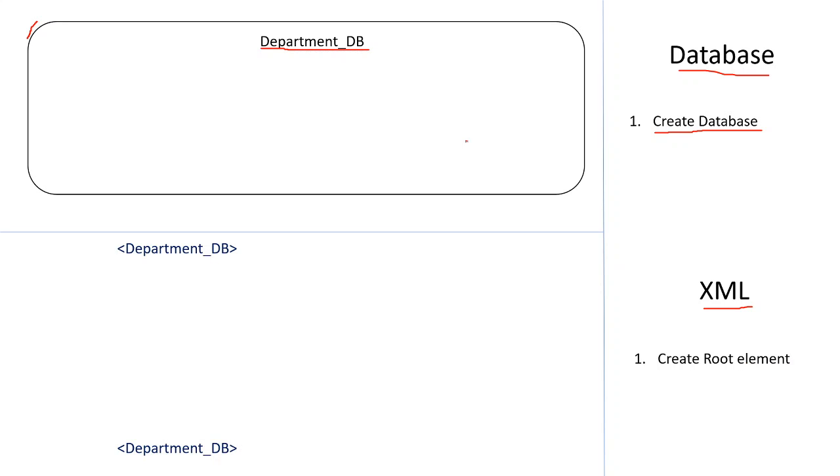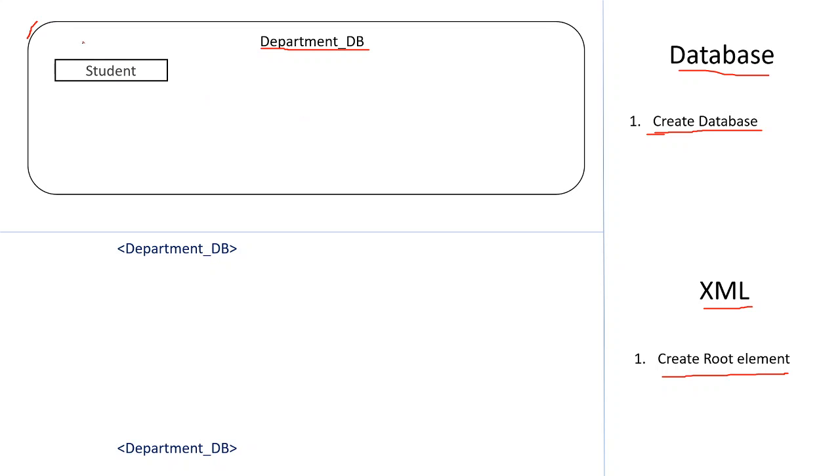Then in XML we create a root element. Both database and XML are similar. In a database we actually create a database; in XML we actually create a root element. This root element represents the database name, like an SQL database. In a database, after creating the database, we will create a table.